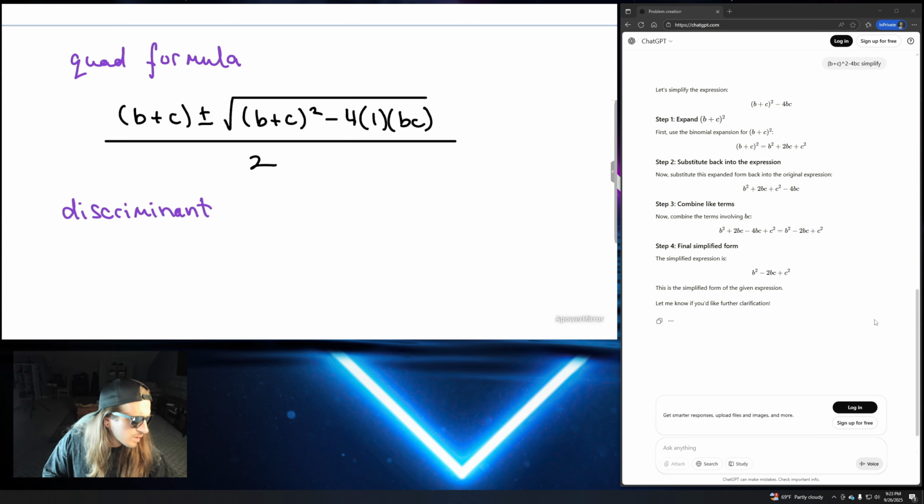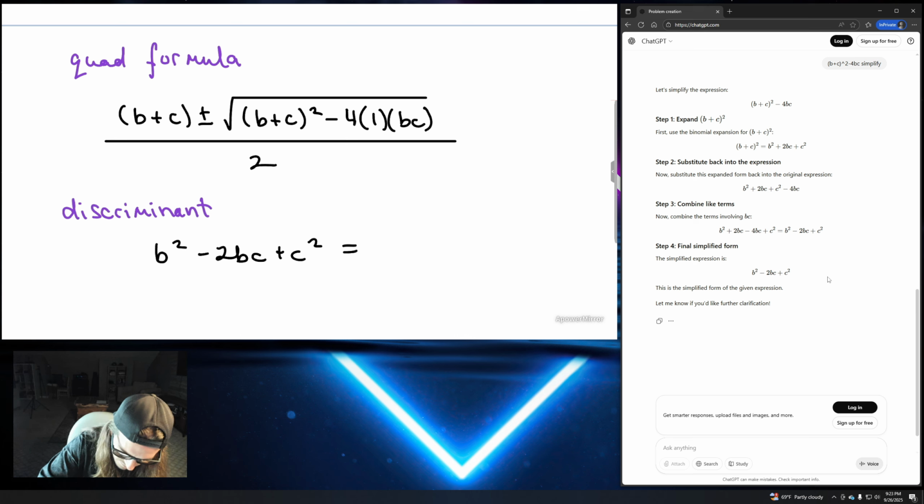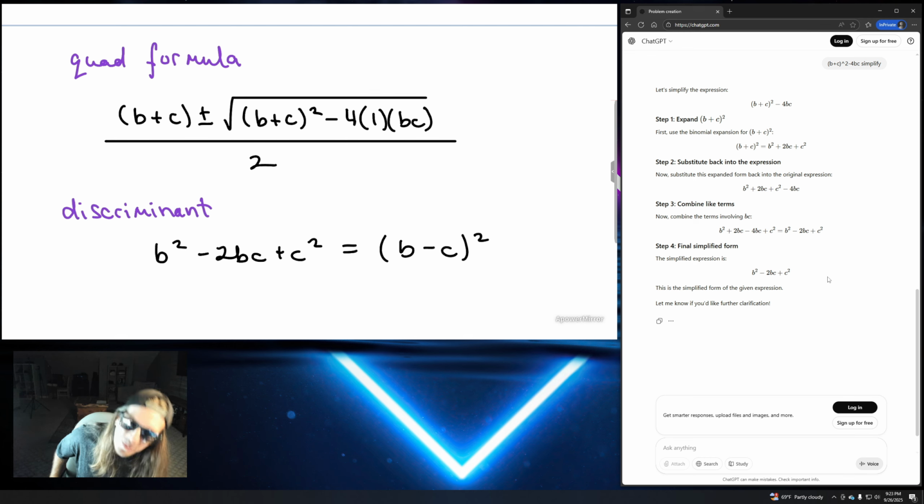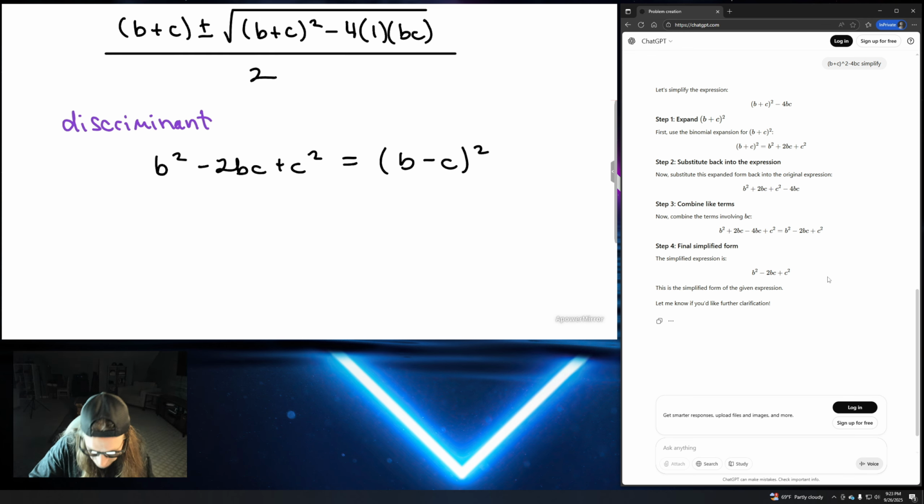Okay. Cool. So the discriminant here simplifies to, and ChatGPT did some of the heavy lifting for me, which was very nice, B squared minus 2BC plus C squared. That's a perfect square trinomial, which factors to (B minus C) squared. And this is amazing. This should satisfy you, because this right here is underneath the square root, and we just got something squared, which means we can very cleanly take the square root of that.